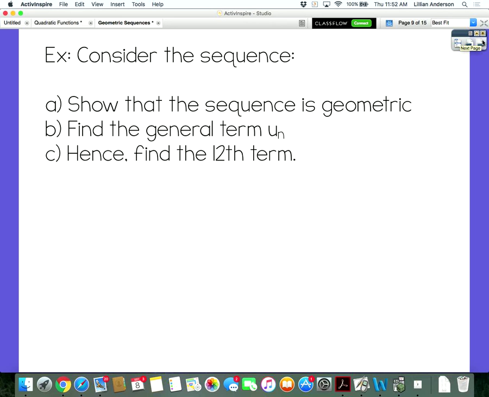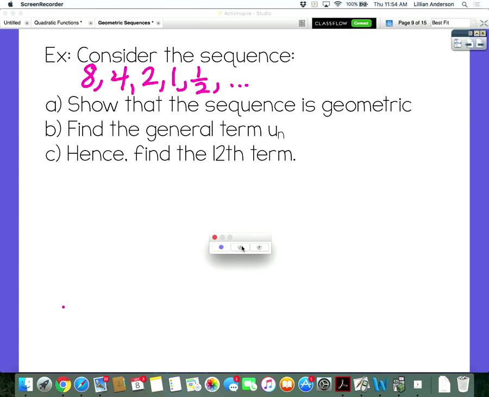So consider the sequence that I need to write down, because I forgot to add it in. We're going to show that it is geometric. We're going to find a general formula for that sequence, and then we are going to find the 12th term of said sequence. All right, so here's the sequence we have. It's 8, 4, 2, 1, 1/2, and so on and so forth.